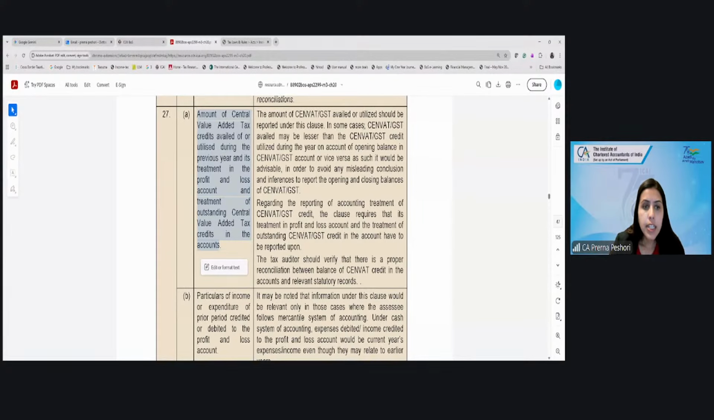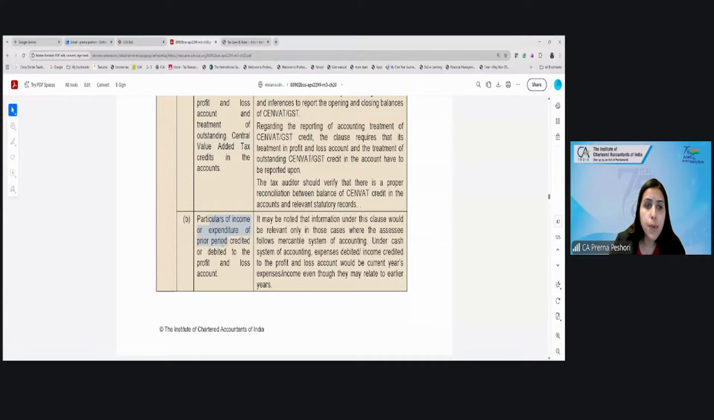Okay. Then the B is particulars of income or expenditure of prior period credited or debited to the P&L account. So any prior period expenses which are there, in case you follow the mercantile system of accounting, you will debit certain prior period expenses or income. So here you can obtain the particulars of the expenditure or income of the earlier year which are debited or credited to the P&L account. Right? So that you need to report it over here.